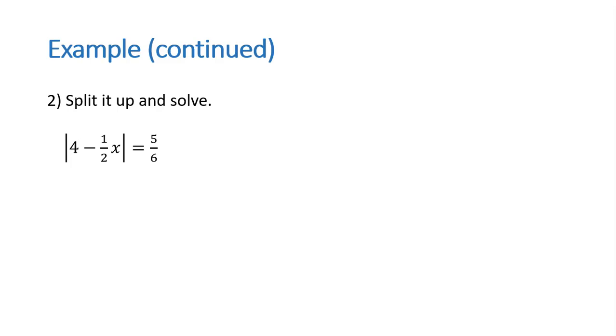So it doesn't matter that we have fractions. The idea of absolute value representing distance works the same way regardless of what numbers we have in our problem. So we're saying this mystery number, represented by 4 minus 1/2 x, is 5/6 units away from 0. So again, we can travel 5/6 in either direction, and we've traveled the same distance. So this means that 4 minus 1/2 x is either equal to 5/6 or it's equal to negative 5/6. Same distance, just opposite directions.